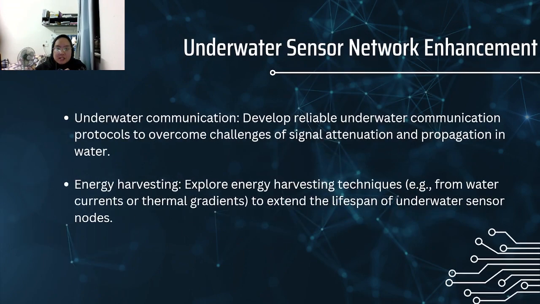Next is the underwater sensor network enhancement. Okay, underwater communication. It means developing a reliable communication protocol to overcome the challenges of signal attenuation and propagation in the water. Sometimes the signal in the water is too weak and cannot be detected. So I think that's the thing that needs to be enhanced for the communication between underwater and the surface. Next is energy harvesting, exploring energy harvesting techniques such as water currents or thermal gradients to extend the lifespan of underwater sensor nodes.